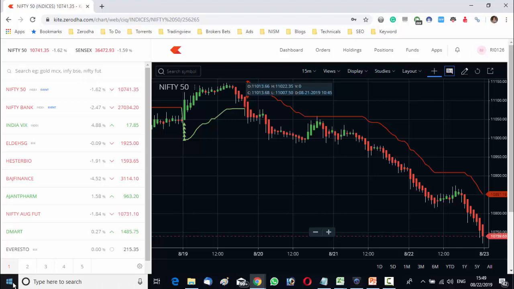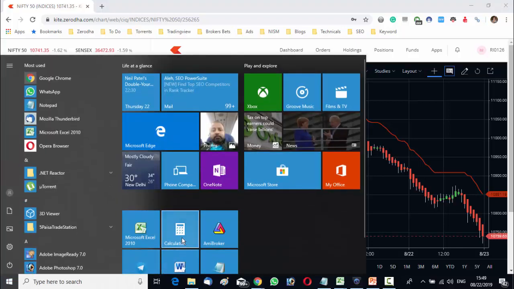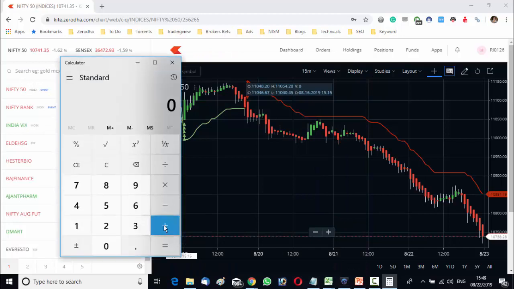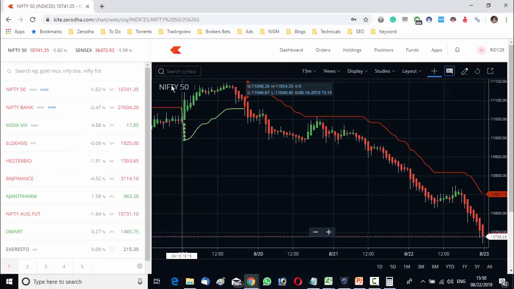So per lot, if you have traded it positionally, per lot you can make good amount of money. So 415 points into Nifty's lot size equal to 75. That means 31,125 is the profit potential per lot if you can trade positionally with Heikin Ashi and Supertrend. So this is the power of Heikin Ashi.